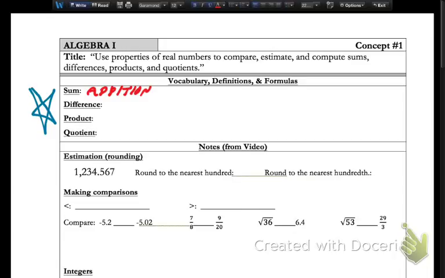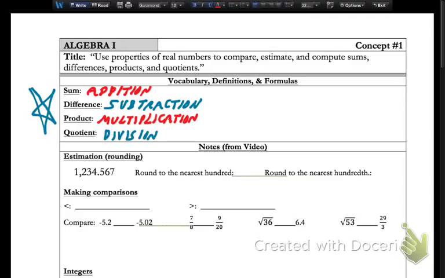Our second word is difference. What does difference mean? Well, difference means that we're going to be involved with subtraction. When we see the word product, that means that we're going to do multiplication. And then our fourth item that we have is quotient. Quotient means we're going to do division.